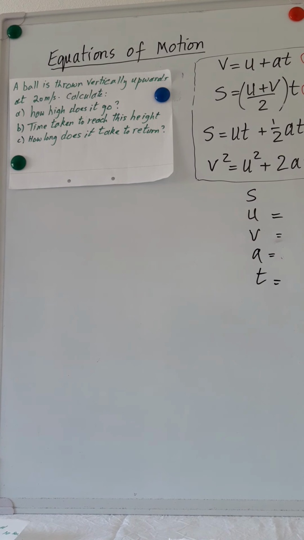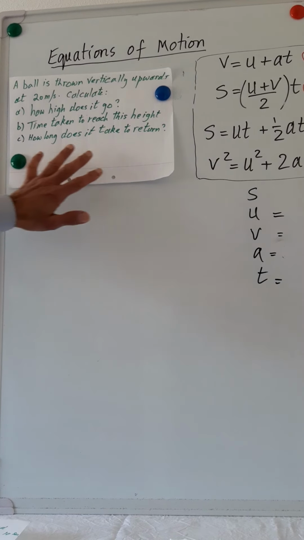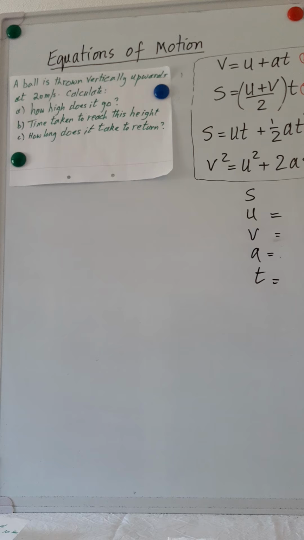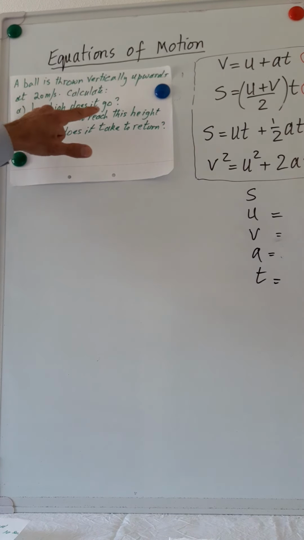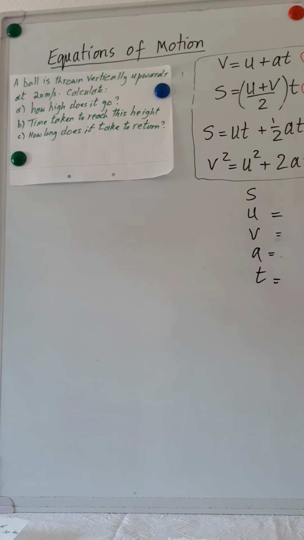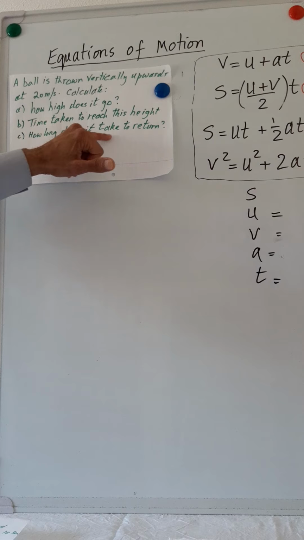Yeah, I think it's visible, so you can see it. It says a ball is thrown vertically upwards at 20 meters per second. Calculate A, how high does it go, and B, the time taken to reach this height, the maximum height, and C, how long does it take to return.